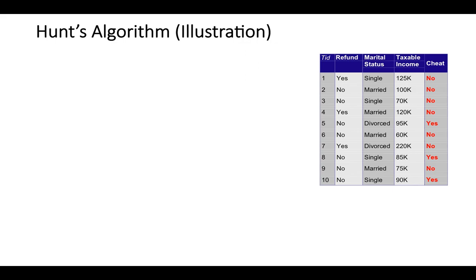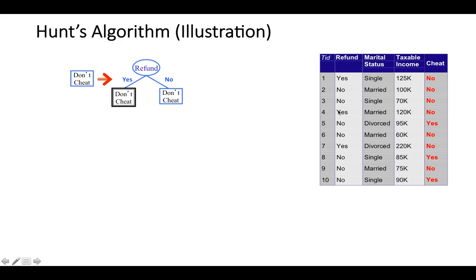So for instance, let's do this algorithm for this data set. You have the Don't Cheat attribute, and then you look at the Refund variable. If the refund is yes, yes, and yes, all have only one class label, no, no, no. So that's a leaf node. You don't have to split anymore. But if the refund is no, you still have some cheating labels as yes.